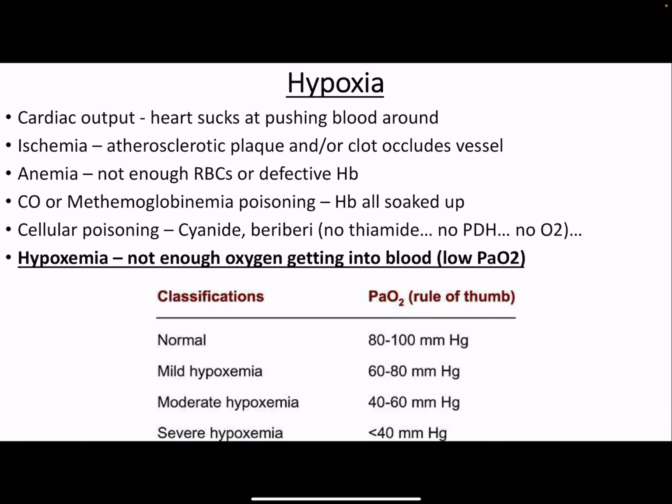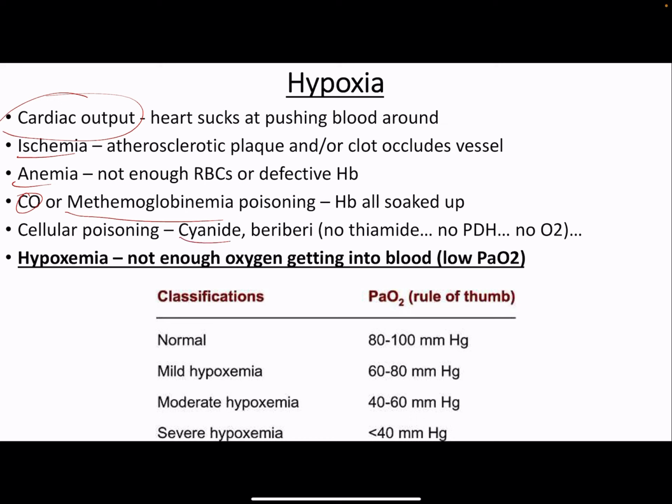Causes of hypoxia. Your heart fails: cardiac output is low, you've got an arrhythmia, you've got heart failure, you're just not pushing out blood, dilated cardiomyopathy, hypertrophic cardiomyopathy, etc. Ischemia, maybe because of a clot. Anemia: maybe you have a thalassemia, you have an iron deficiency, or you have hemoglobin poisoning, carbon monoxide or methemoglobinemia. So your hemoglobin is either in the oxidized state or it's all soaked up and is not binding oxygen very well and is not letting go of oxygen very well.